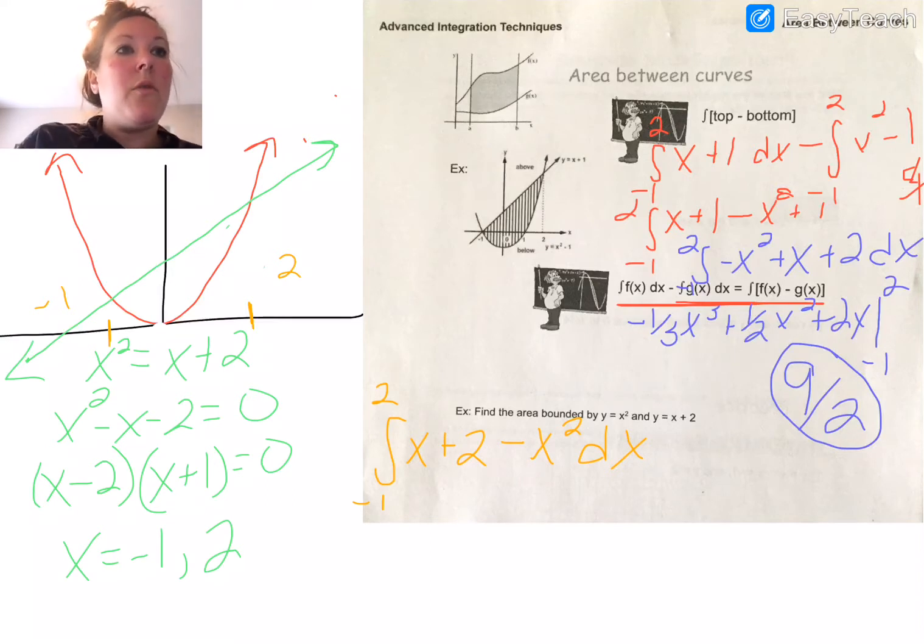So pause the video now. I'm going to turn to the next slide when you come back, and we'll continue on. The next slide's going to have the answer. So pause the video now, do all the work, and then see if you get the same answer as me.